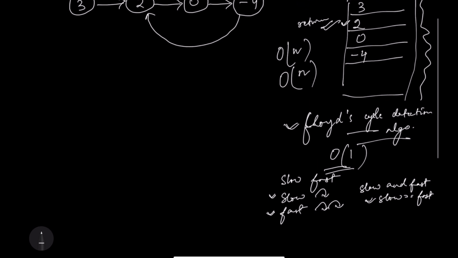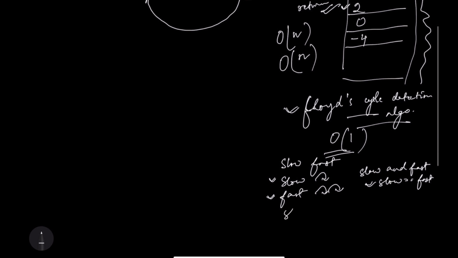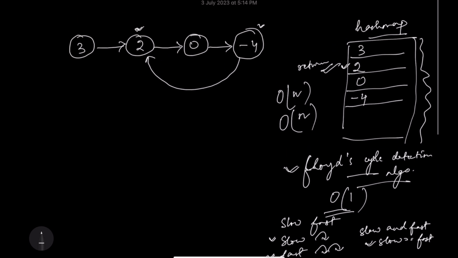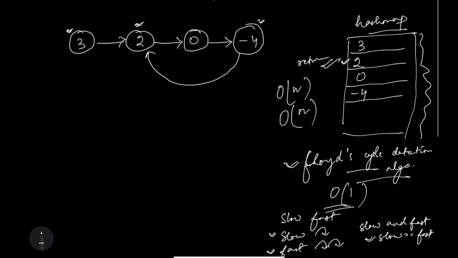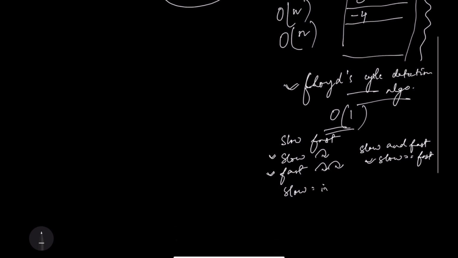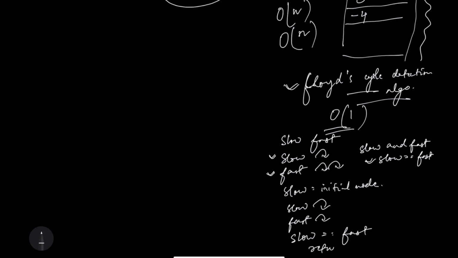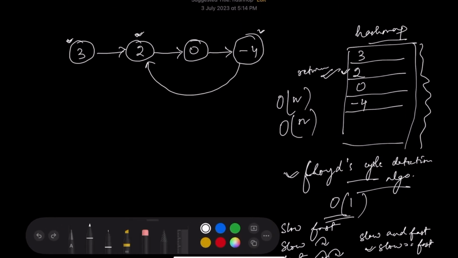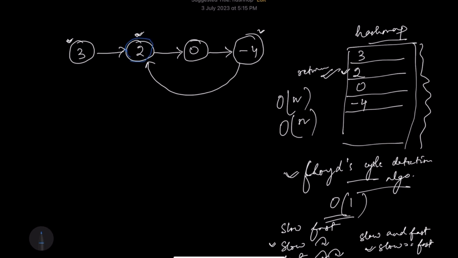Now, to find the position, what we will do is move our slow back to our initial node. We would move our slow back to our initial node, and then we would move the slow pointer one step at a time, and we would also move the fast pointer one step at a time. Now when they meet, we would return that position, because that would be the position where the cycle begins. They would be meeting here only. So we will be returning this position.